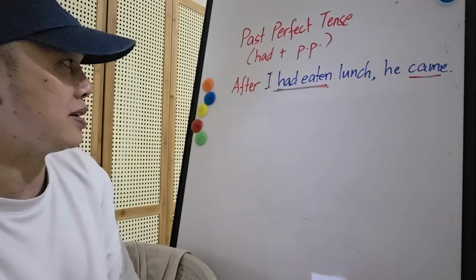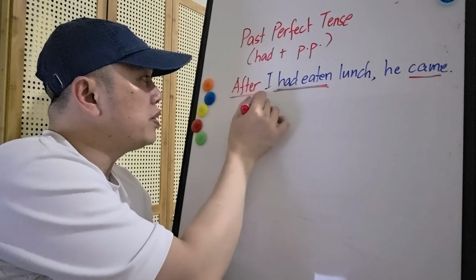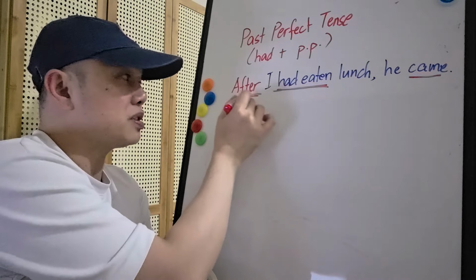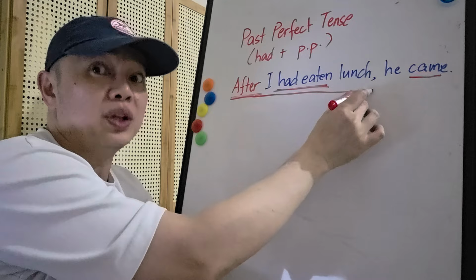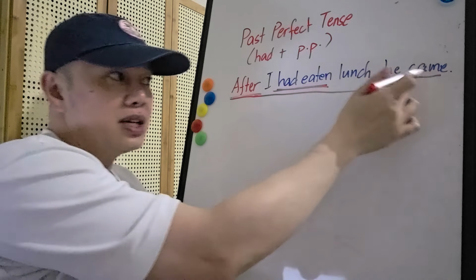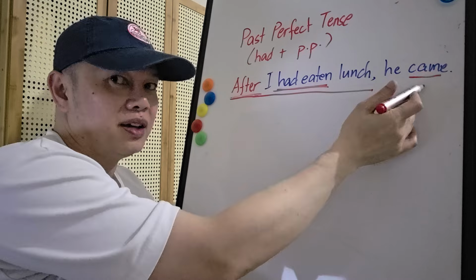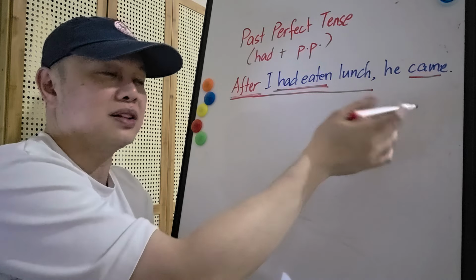Simple past tense. And of course, when you have the temporal conjunction after, the clause with it should be the first action. This cannot be the first action, because this means it is the second action.